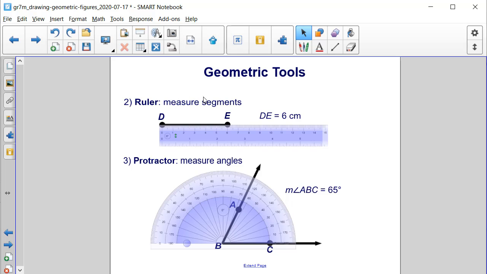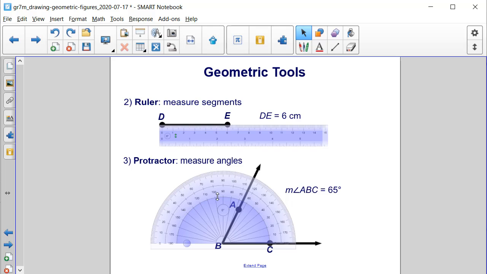Other geometric tools that we're going to be using to construct different shapes are ruler, and a ruler is used to measure segment lengths. So if we place the edge of our ruler where it lines up at 0 at point D, and then we measure or read the ruler where point E occurs, that's at 6 centimeters. Therefore, the length of segment DE is going to be 6 centimeters.